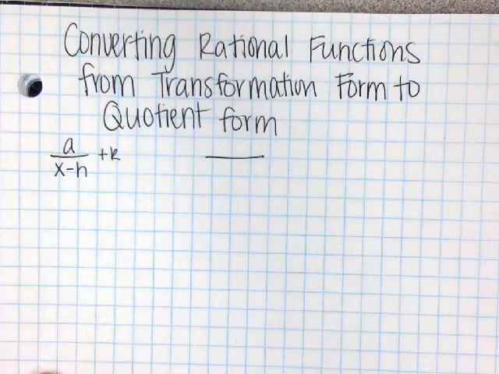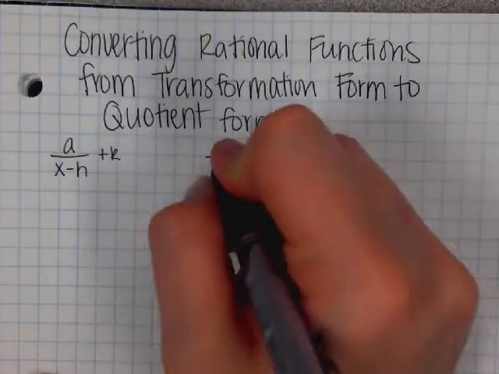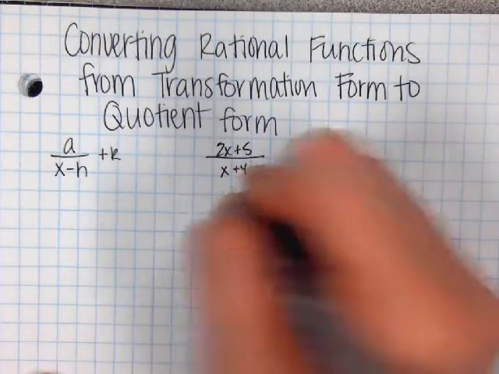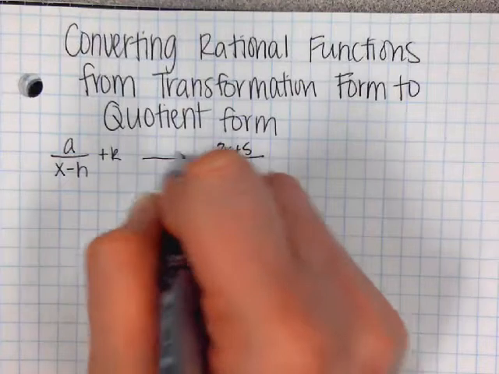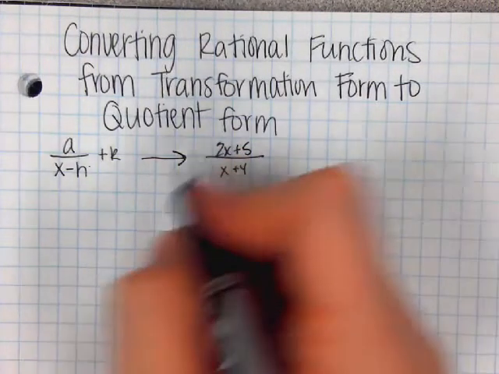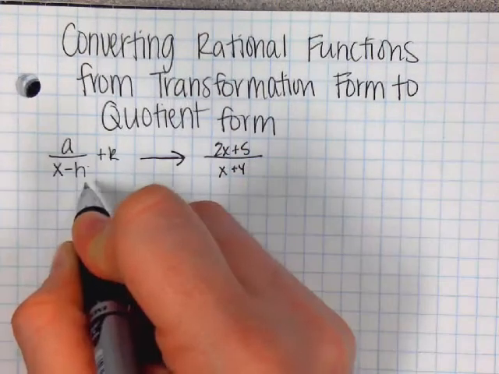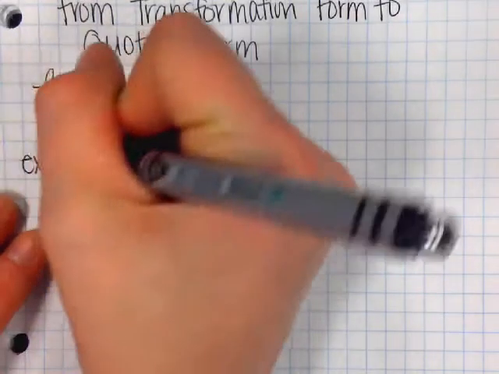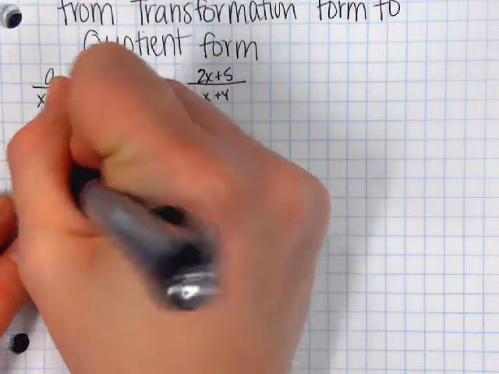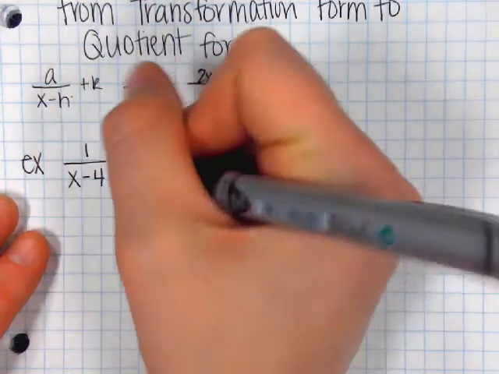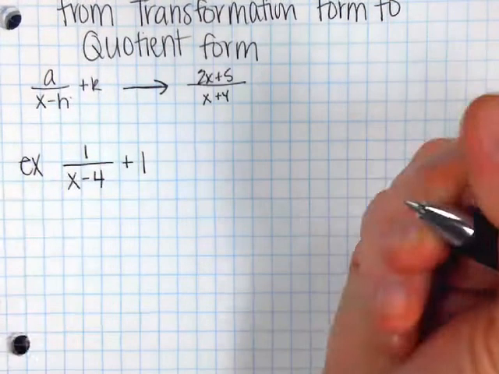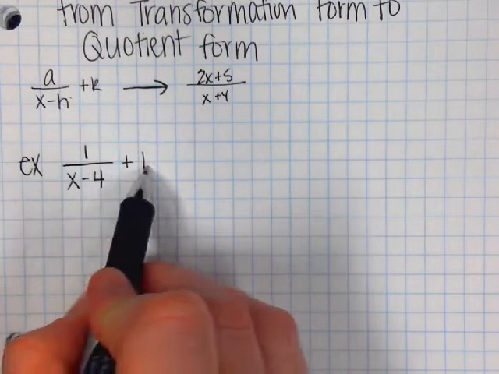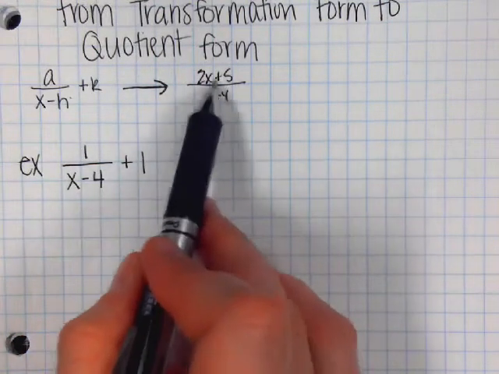I don't know, let me try to find something. Like 2x plus 5 over x plus 4. So we're going to convert from this to this, and then there'll be a second video where we go backwards. So the first example is if we have 1 over x minus 4 plus 1. So that's what we're going to convert from this form where there's a, h, and k to this form where it's all dividing.